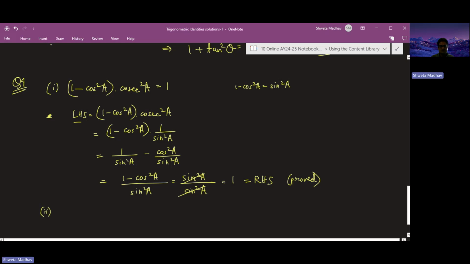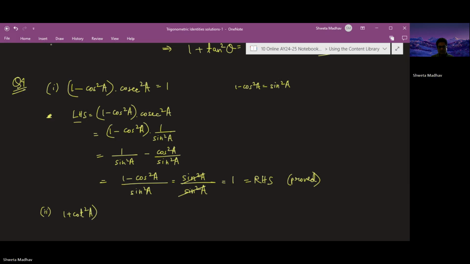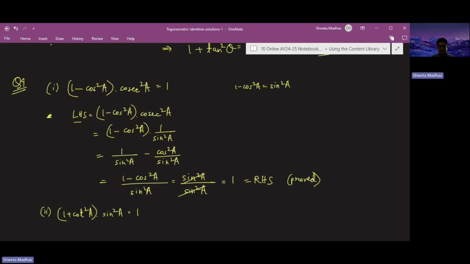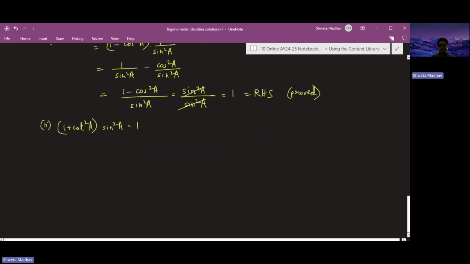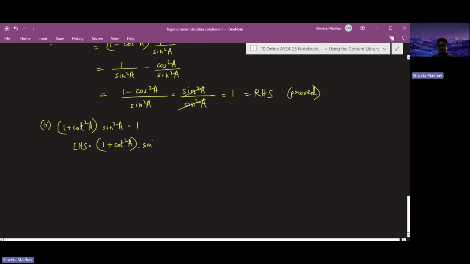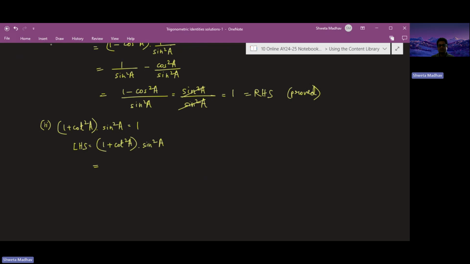And in the second question, we have to prove that (1 plus cot square a) into sin square a is equal to 1. This we have to prove. So we have to start from the left hand side. The left hand side is 1 plus cot square a into sin square a. Now we know that 1 plus cot square a is nothing but cosec square a.